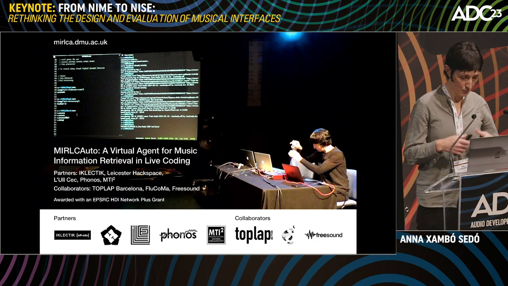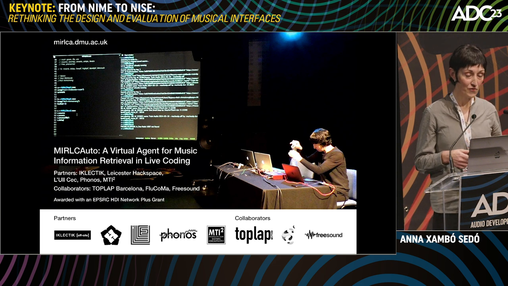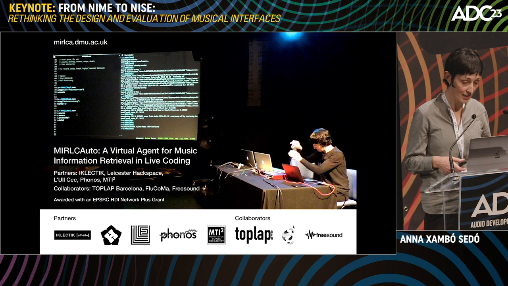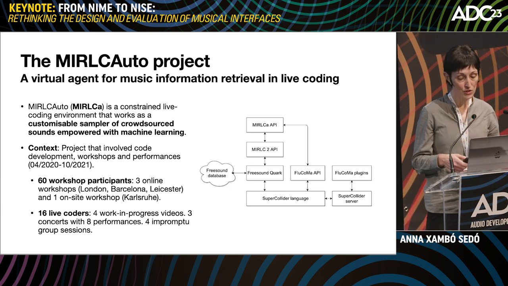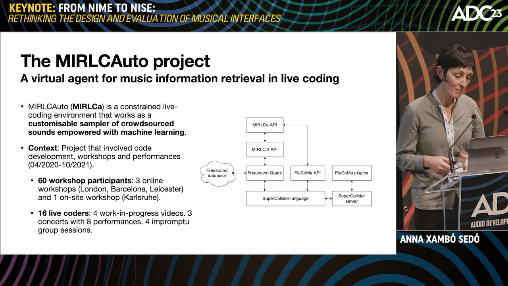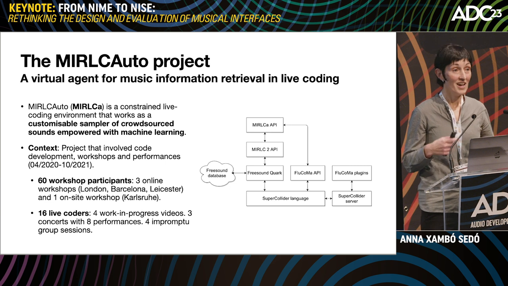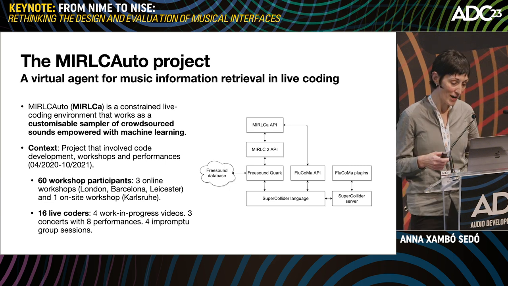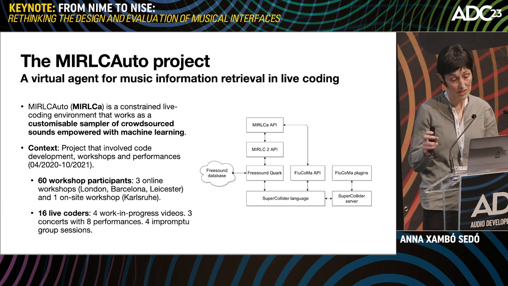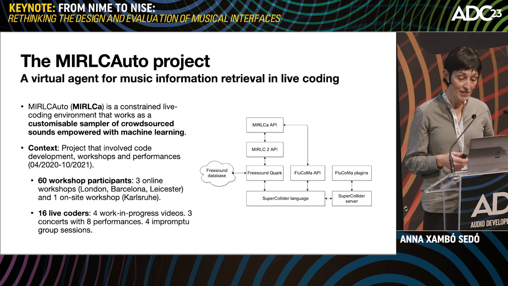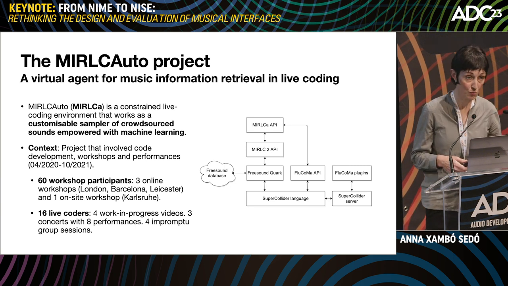So in this context, we developed this project Milka, a self-built tool that works as a customizable worldwide sampler with sounds retrieved from the collective online Creative Commons database Freesound. The live coding environment was developed in SuperCollider in conversation with the live coding community, through a series of workshops and by observing its use by 16 live coders, including myself. Milka is a SuperCollider extension under development that allows users to customize this worldwide sampler by training classifier models to retrieve only the desired sounds from Freesound, or sounds that you like. This approach promotes a hands-on understanding of machine learning and interactive machine learning using small data sets, very much inspired by Rebecca Fiebrink's Wekinator.